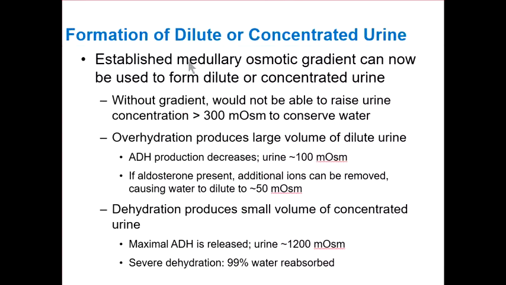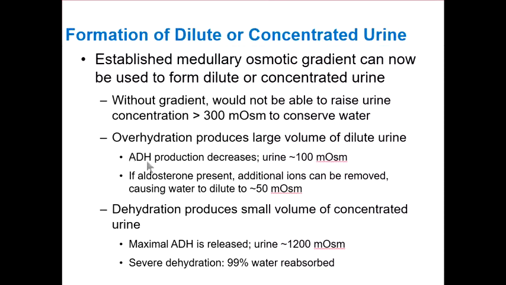So that medullary osmotic gradient, which we just saw, we can use that to form dilute or concentrated urine. If we didn't have that gradient, well then we couldn't go over 300 milliosmoles, and we couldn't conserve our water. So if we're overhydrated, we're going to produce a large volume of dilute urine. That's because ADH production decreases.